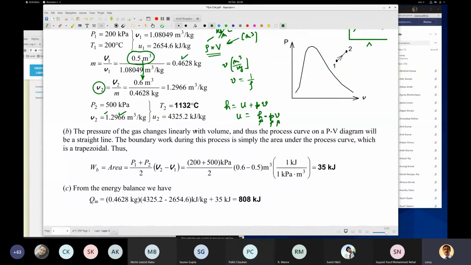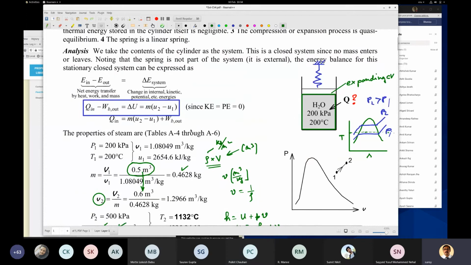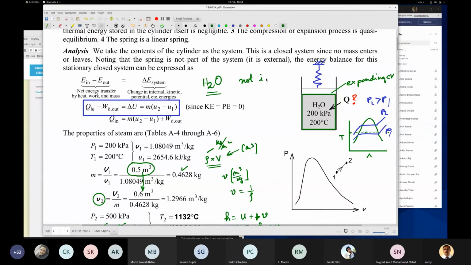Sir, can we not calculate temperature from PV equals RT? Now should you do that for H2O? Sir, if we know that all of it is steam. It's a good question. H2O. Not ideal. This is not ideal. You have to look up the charts. Okay, good that you have asked.